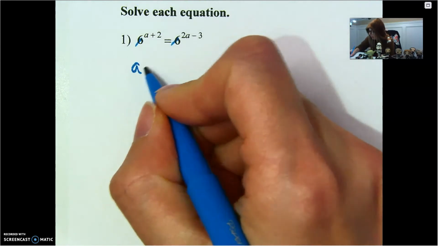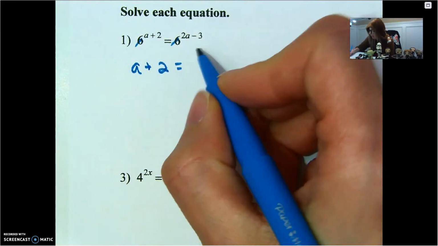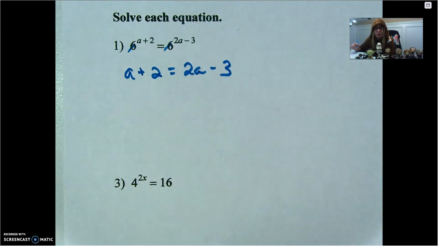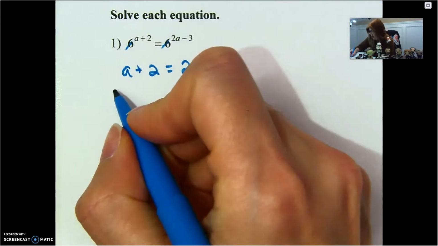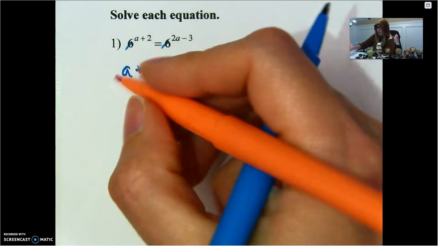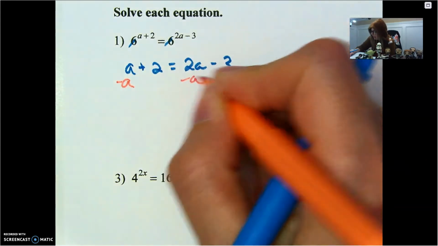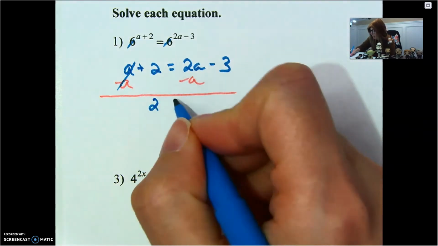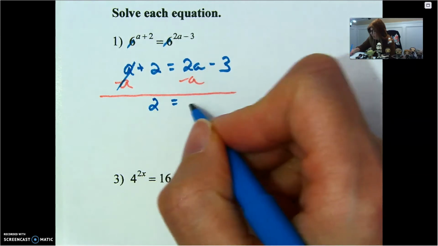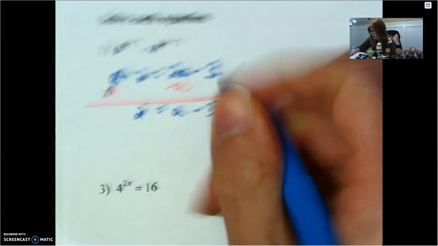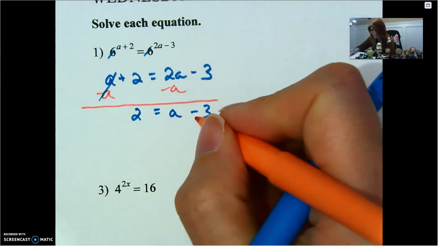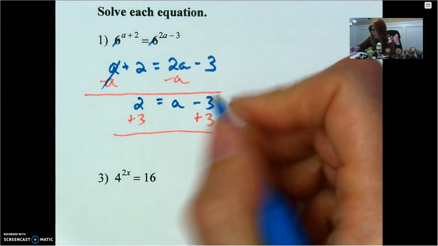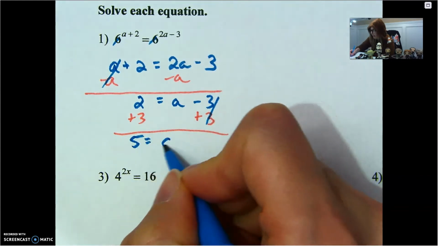All right, so we're gonna focus on a plus 2 equals 2a minus 3. And we're gonna do some good old-fashioned solving. I'm gonna move this a to the other side: minus a. Bring everything down, so that cancels. You have 2 equals 2a minus 1a, which is a, minus 3. Then I'm going to move this minus 3 over here, and you get 5 equals a.